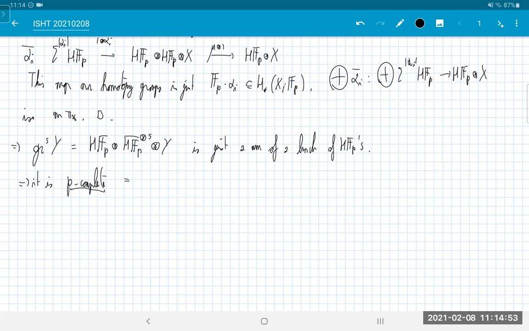Therefore, by induction, moreover, the associated graded of Y is equivalent to the associated graded of its p-completion. That's just because tensoring by HF_p sends p-equivalences to equivalences. Remember, HF_p tensor X is HZ tensor X mod p.